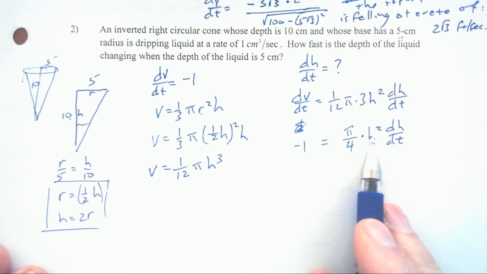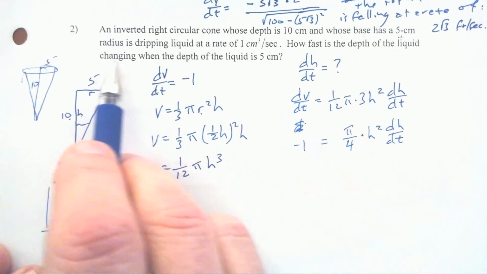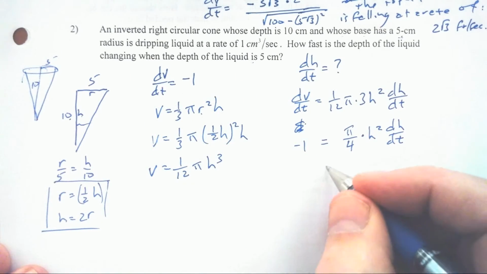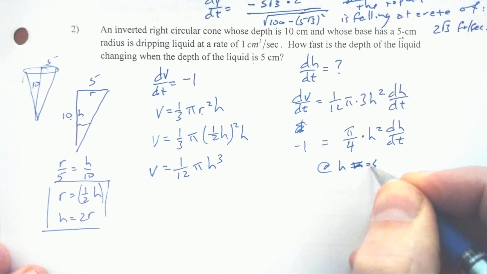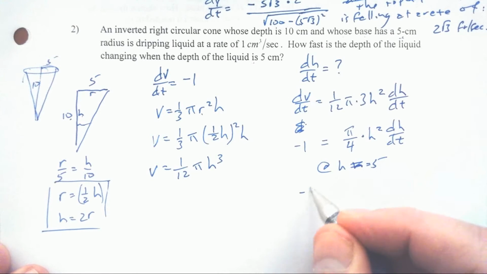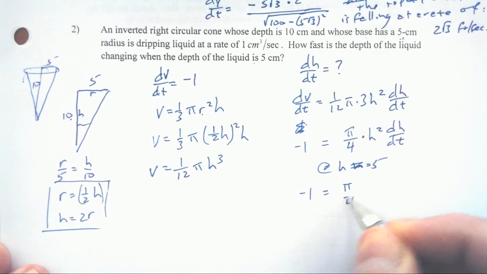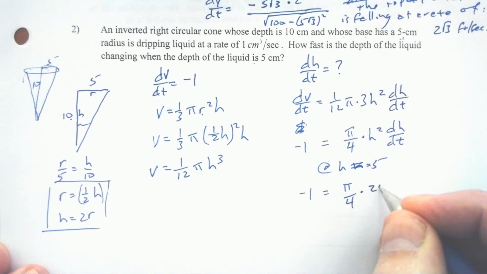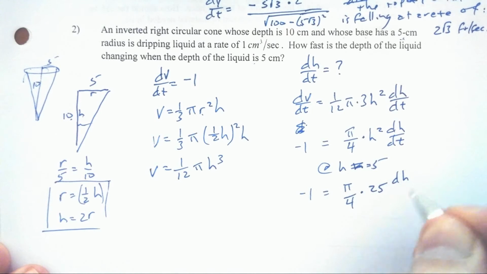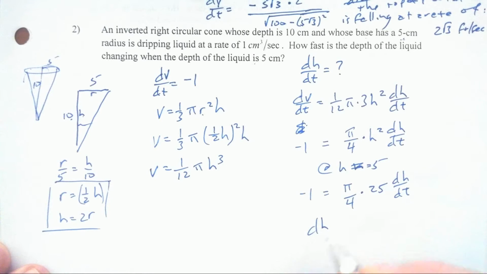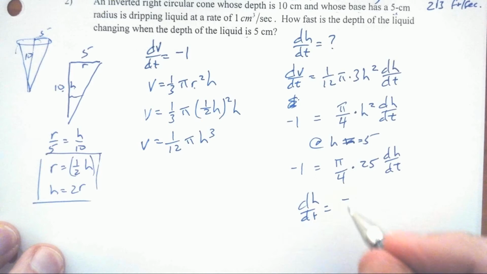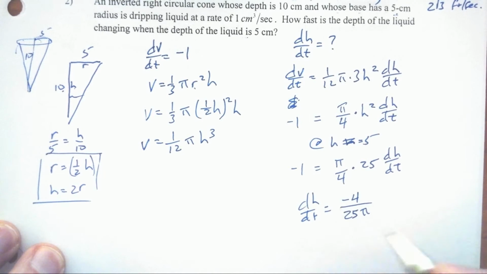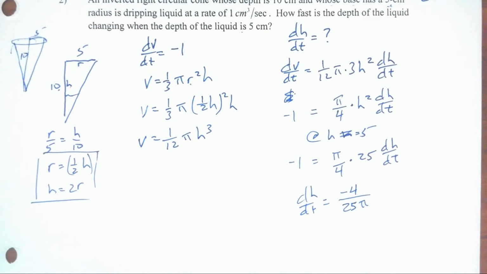But we're interested in how fast the depth of the liquid is changing when the depth is 5. So at H equals 5, I get -1 equals pi on 4 times 25 dH/dt. Or dH/dt is, I'm going to multiply by 4 and divide by 25 pi. So dH/dt is -4 on 25 pi.